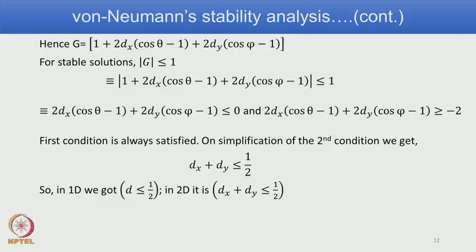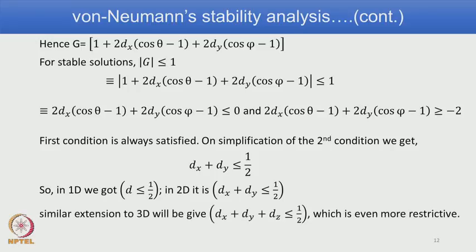So, you can imagine if you extend this procedure for 3 dimensional, then it becomes dx plus dy plus dz less than or equal to 1 by 2. So, whenever you have such a summed up condition, that is dx plus dy is a summed up limiting condition, then there is a restriction.